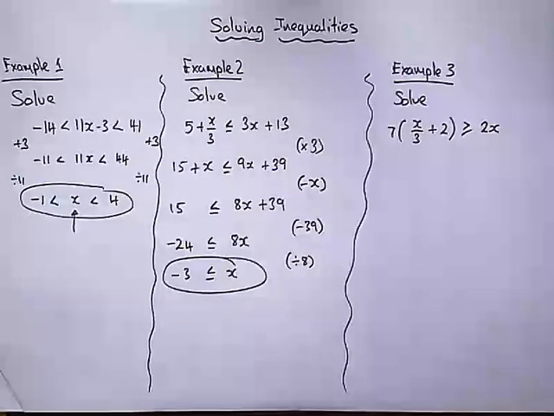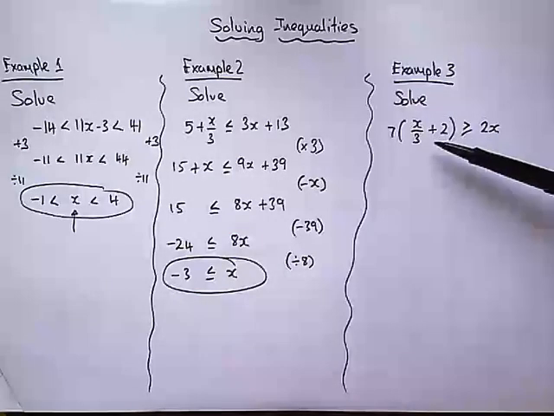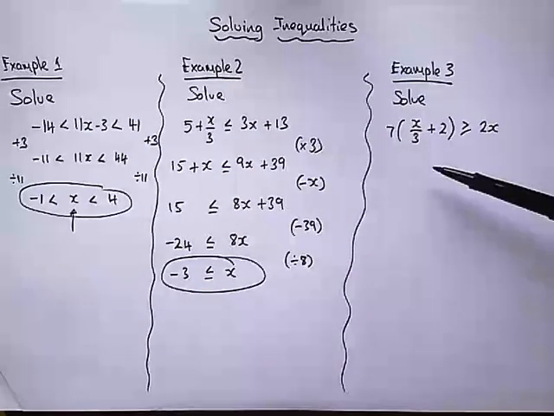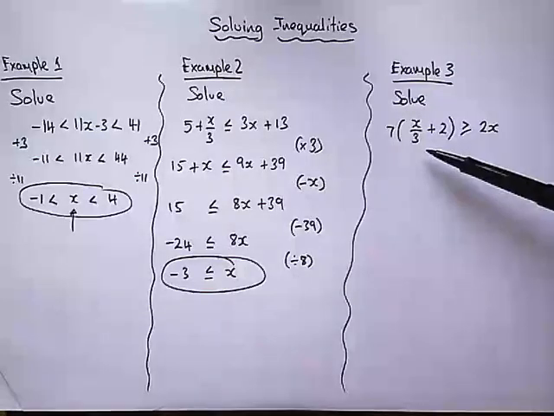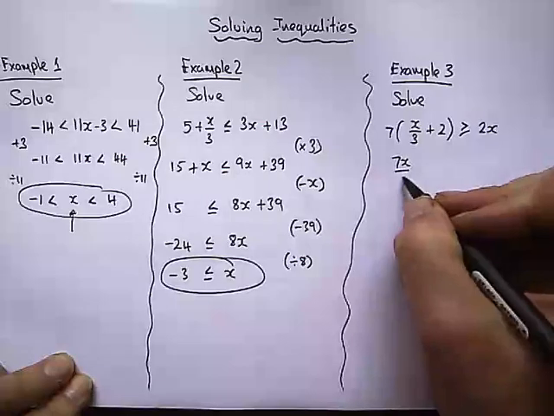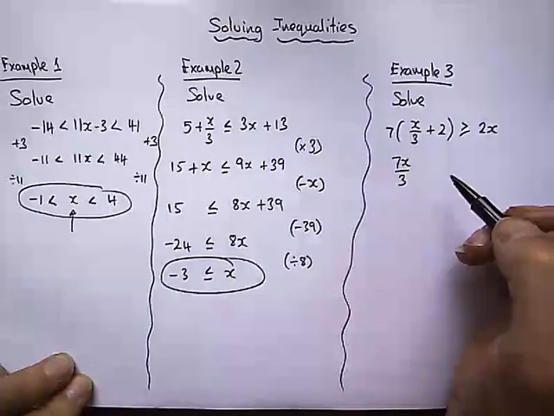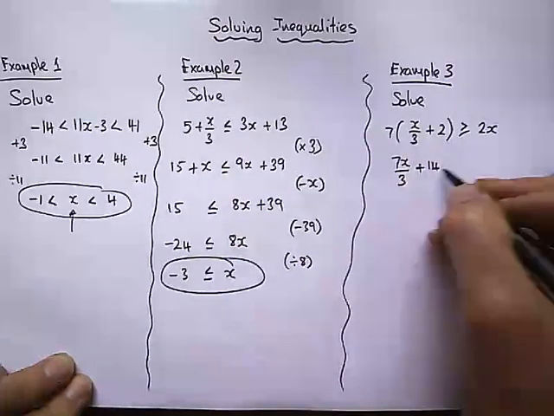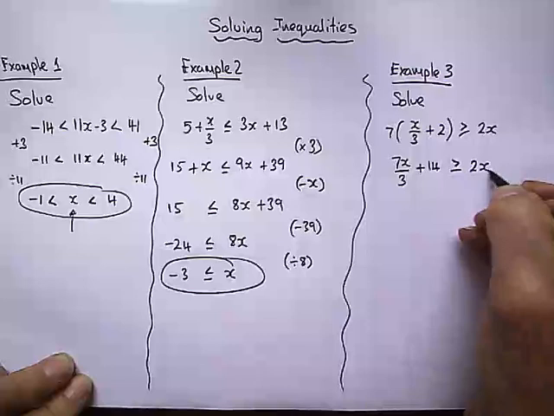Okay, last example. I've got 7 lots of x divided by 3 plus 2 is greater than or equal to 2x. So what I need to do here is I need to expand the bracket first. Let's not multiply by 3 straight away. Let's expand the bracket first. So I get 7x over 3, 7 times x over 3. Remember, we multiplied the numbers, plus 14 is greater than or equal to 2x.